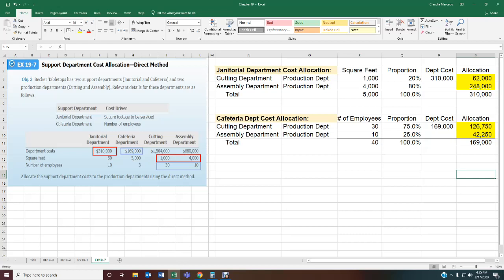Okay. Remember, you're going to have a problem similar to this on your test. So it's very important that you know how to work this problem.